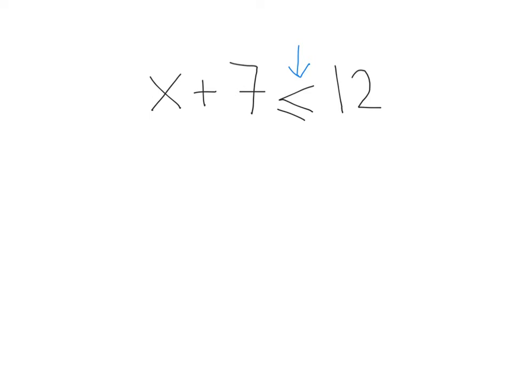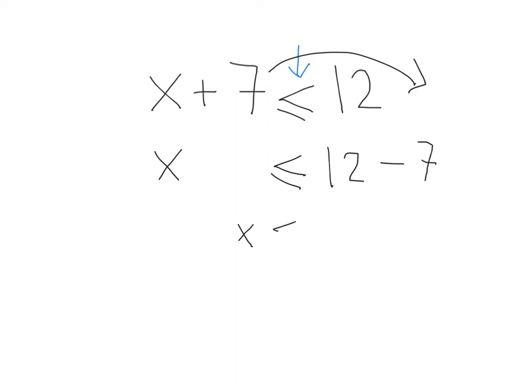Just like working with equalities, we want to group like terms. So we want all of our x terms on the left, and we want all of our non-x terms, our number terms, on the right. So we've got that 12. We want to move the 7 over. And again, just like with equalities, when we move something over the inequality to the left or to the right, it changes sign. So that plus 7 will become a minus 7. So we're looking at x is less than or equal to 12 minus 7 makes 5.